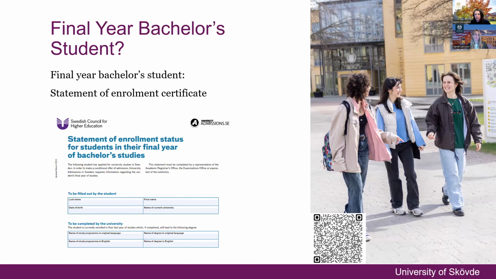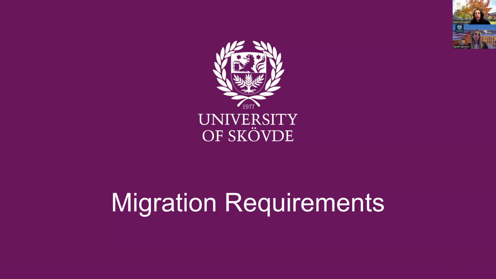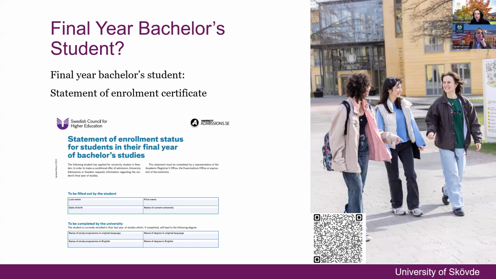And here we go. I'm just going to also give you some short information about the migration requirements. And before I forget to say, it is so important that you remember that you're ranking your options. So if you want to study in Sweden, make sure that it's your first priority, number one, because you will be accepted to your number one priority.